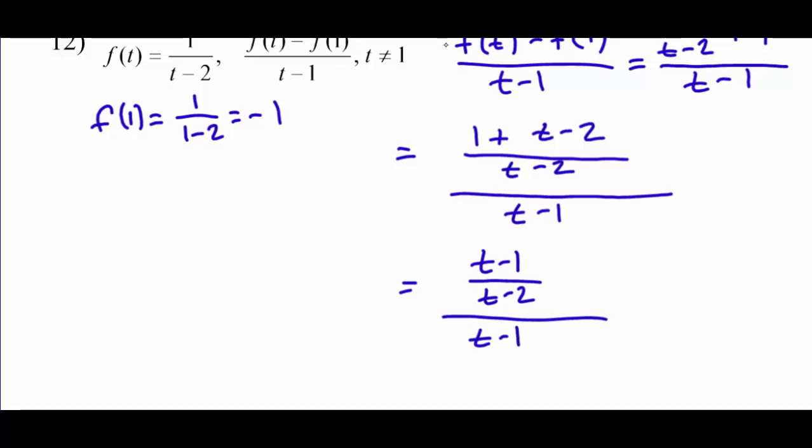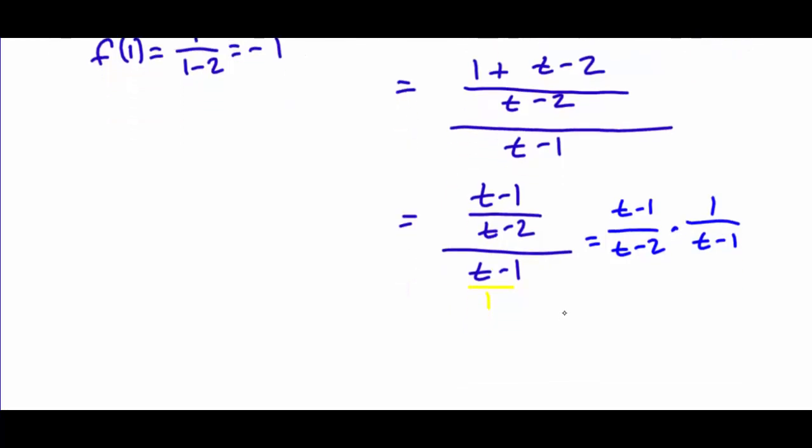Now it might help you to think about it this way. I'm going to mark this lightly, but if you think of t minus 1 being divided by 1, and as you know, whenever you divide fractions, it's the same as multiplying by the reciprocal. So I can just do 1 over t minus 1, and all of a sudden we see, hey, the t minus 1s are gone, and all that I'm left with is 1 over t minus 2.